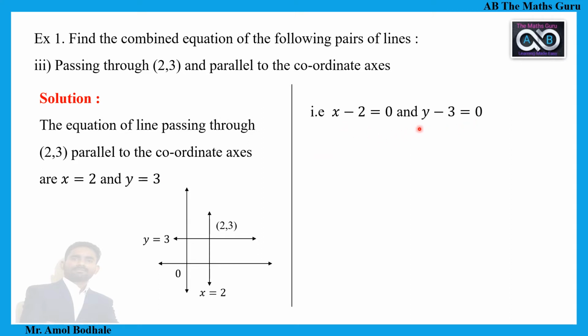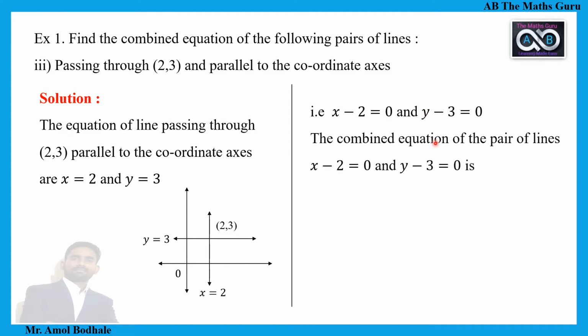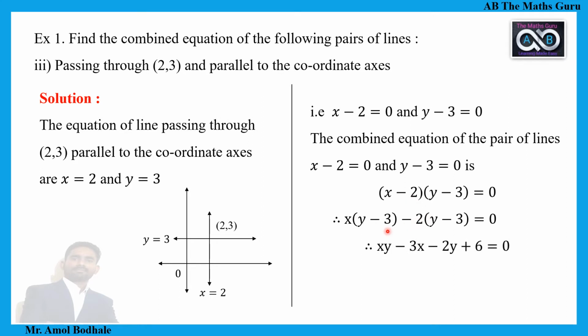So we get two lines, and their combined equation we can write as (x minus 2) into (y minus 3) equal to 0. If we simplify this, x into (y minus 3) minus 2 into (y minus 3), so we get xy minus 3x minus 2y plus 6 equal to 0. So this is the required combined equation.